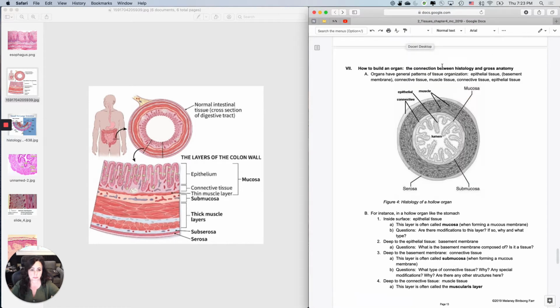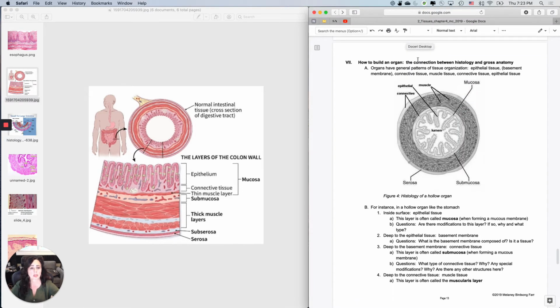So with this, I want to talk about basically if you look at any organ, any hollow organ, for instance, what could you predict about the histology of that hollow organ? And then what would the specialization of that hollow organ tell you about the organ's function? Sort of this structure-function connection, but trying to connect histology to gross anatomy.